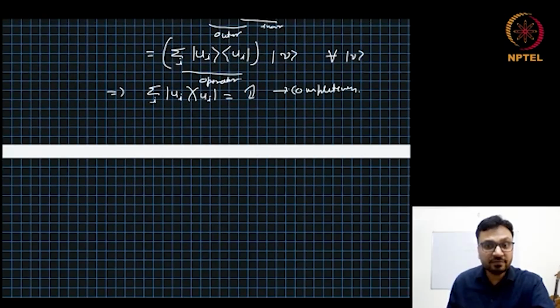Now, why have we gone so far into this mathematics? Because our original task was A acting on ui giving us wi.